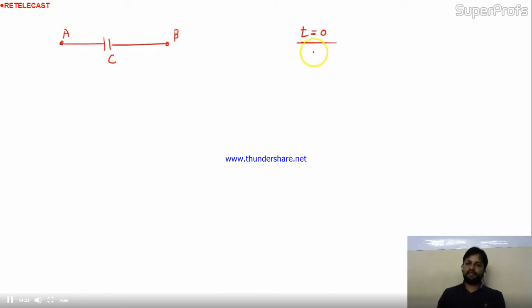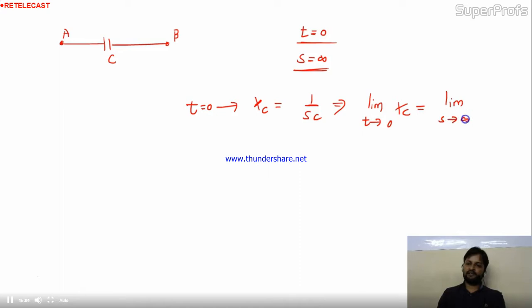Now see, time is 0 means frequency S is infinity. Is it okay? Time is the reciprocal of frequency, S is infinity, and the capacitor reactance Xc is 1 upon Sc. So at t equal to 0, if time is 0, S is infinity. Okay. So I can say limit t tends to 0 of Xc. When I convert into S domain, I can write S tends to infinity and something like this.